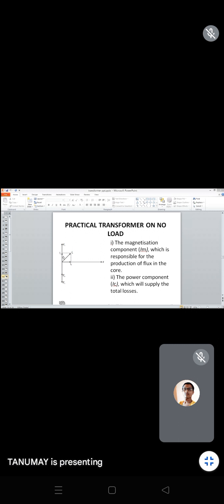So in case of ideal transformer, there are no such losses. That means no core loss, no copper loss, and efficiency will be higher. That is called the ideal transformer. But in case of practical transformer, you know, there are such losses.